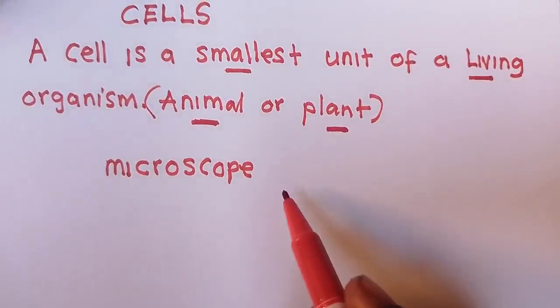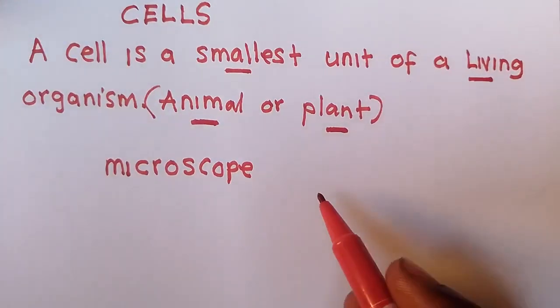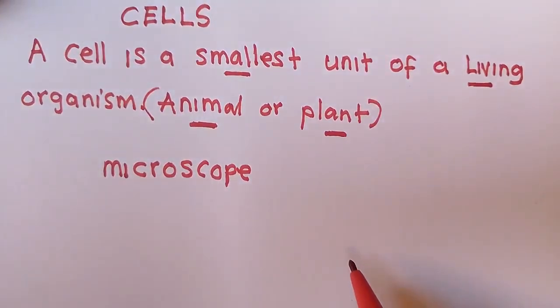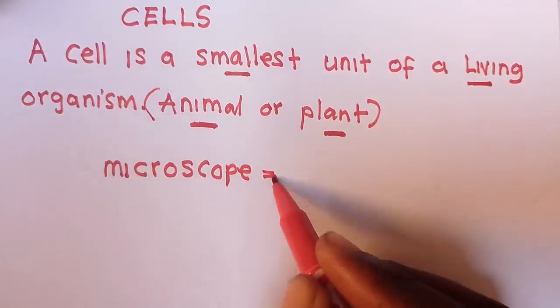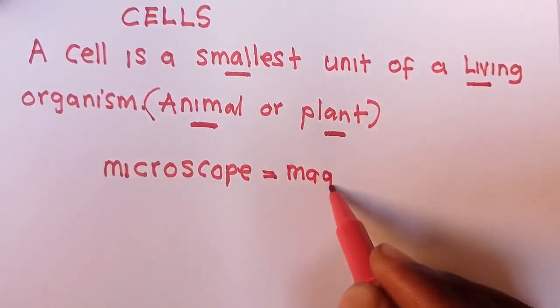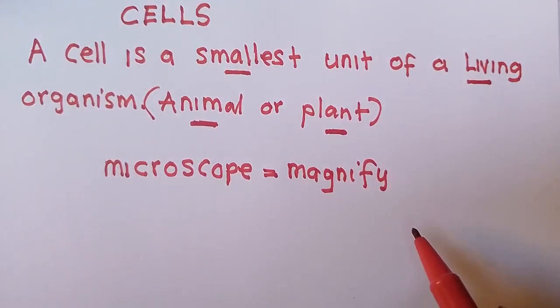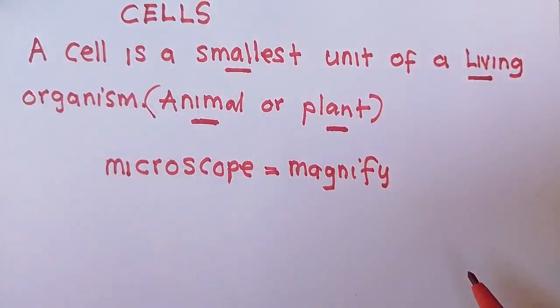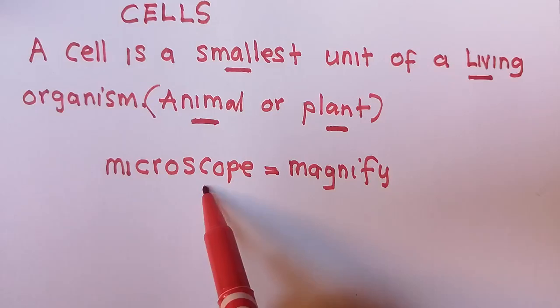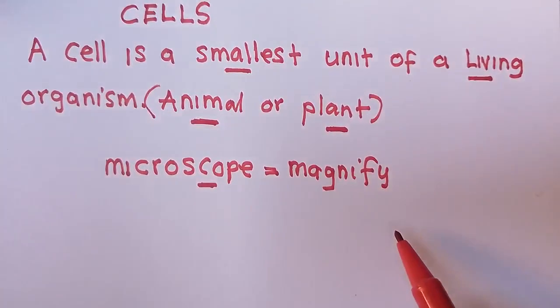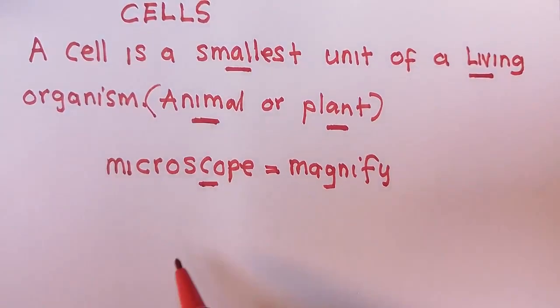A microscope is an instrument used to magnify images of objects that are too small to be seen by our naked eyes. So they are going to do what? They are going to magnify. Their main aim is to magnify a small thing so that it can be large and viewed by our own eyes. This is what you need to understand. So what is the main aim of a microscope? The main aim of a microscope is to magnify images of objects that are too small to be seen by the naked eye. This is the use of a microscope.